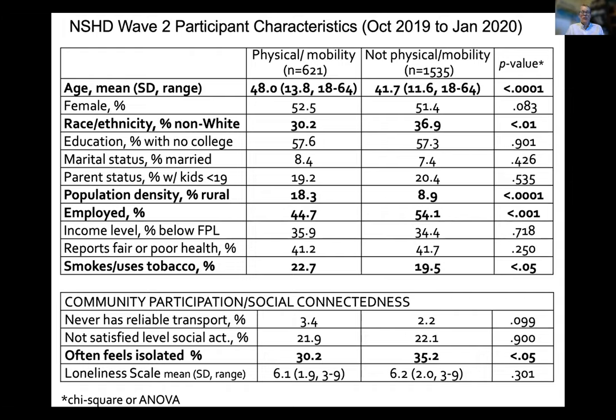But when we looked at measures of community participation and social connectedness, first we wanted to see if access to transportation was a factor, especially because the mobility disability group was more rural. And we found that it wasn't, that the percentage of people who have reliable transportation was similar across the two groups. And of the three measures of isolation and connectedness, the only one that was different was on feeling socially isolated. And for that measure, people with mobility disabilities were actually less likely to feel isolated. Next slide, please.